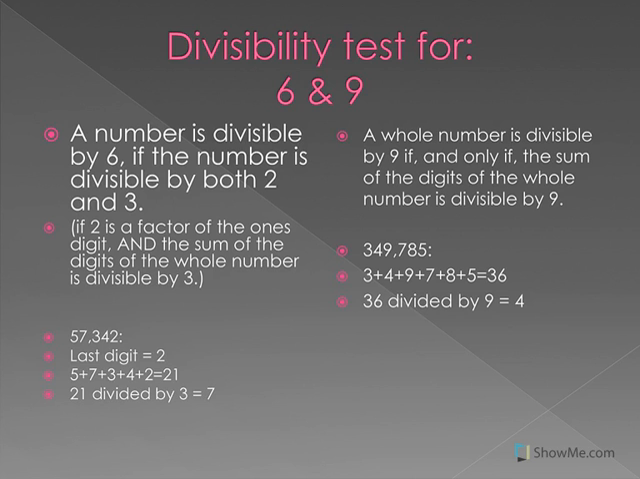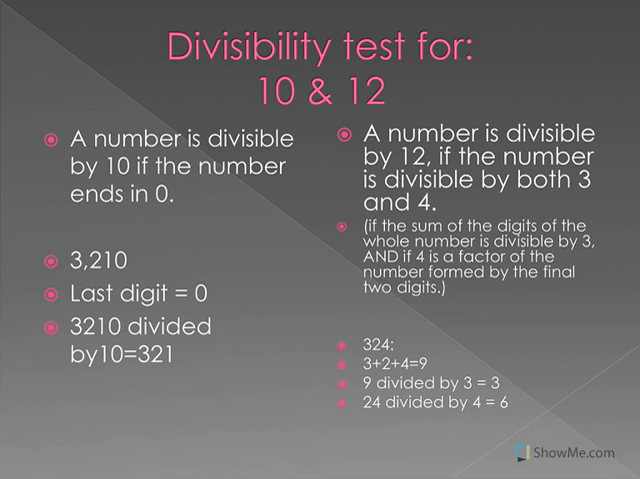A whole number is divisible by 9 if and only if the sum of the digits of the whole number is divisible by 9. Shown here, 349,785. Just like before, we add all of these numbers together to get 36. We know 36 is divisible by 9, therefore, the divisibility test for 9 is complete.